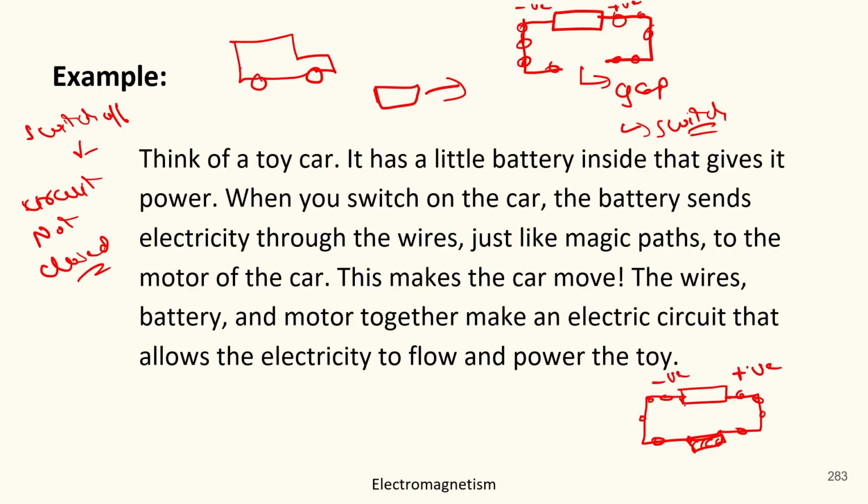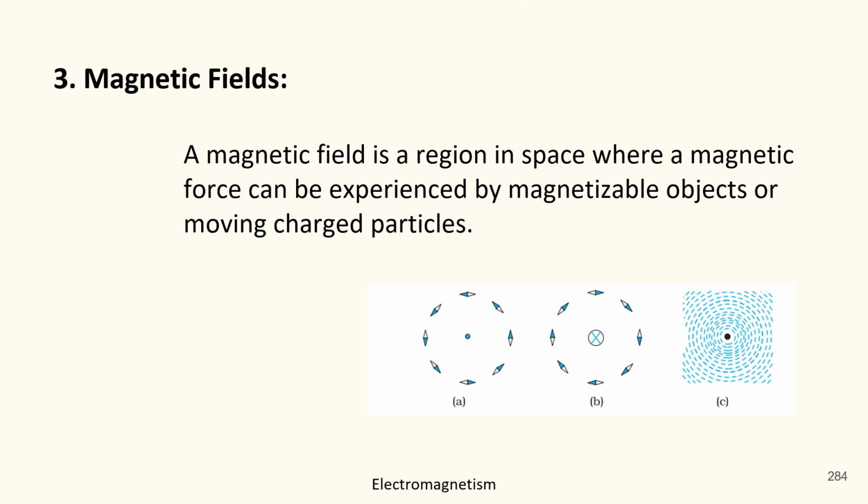Circuit is closed and there is a complete flow of current. Okay, so here we have finished this concept. Now come to the next concept, which stands for the magnetic field. Magnetic field is a region in space where a magnetic force can be experienced.